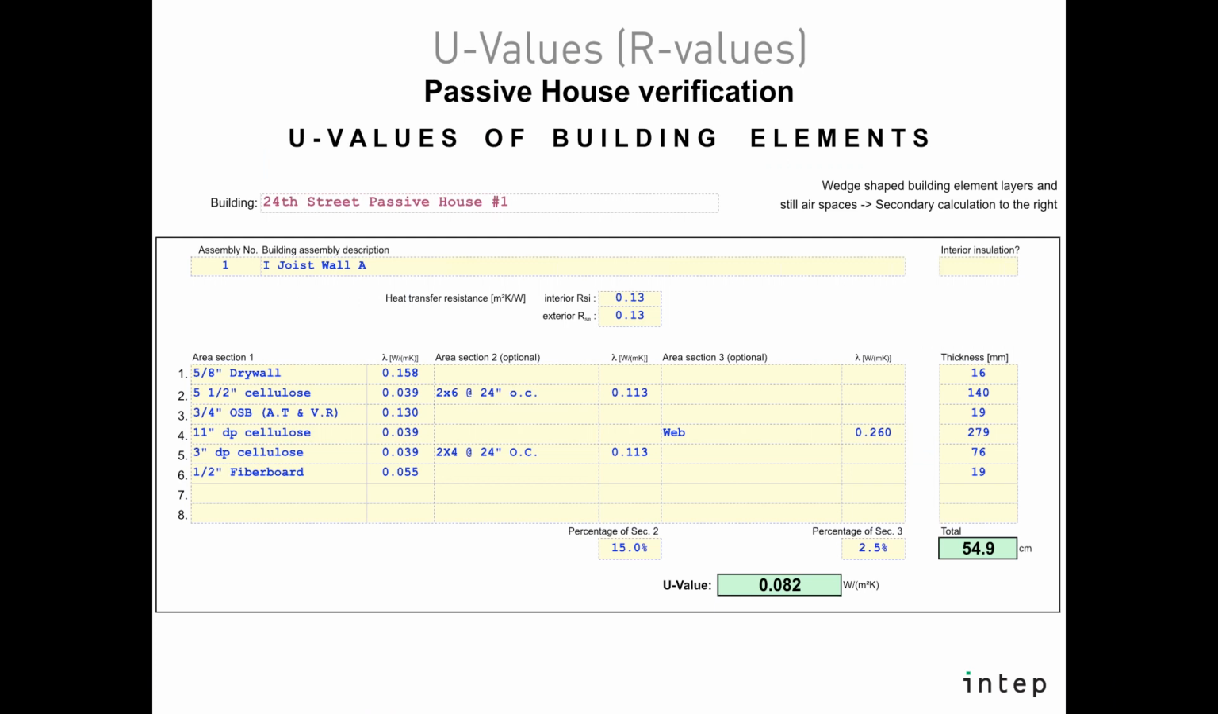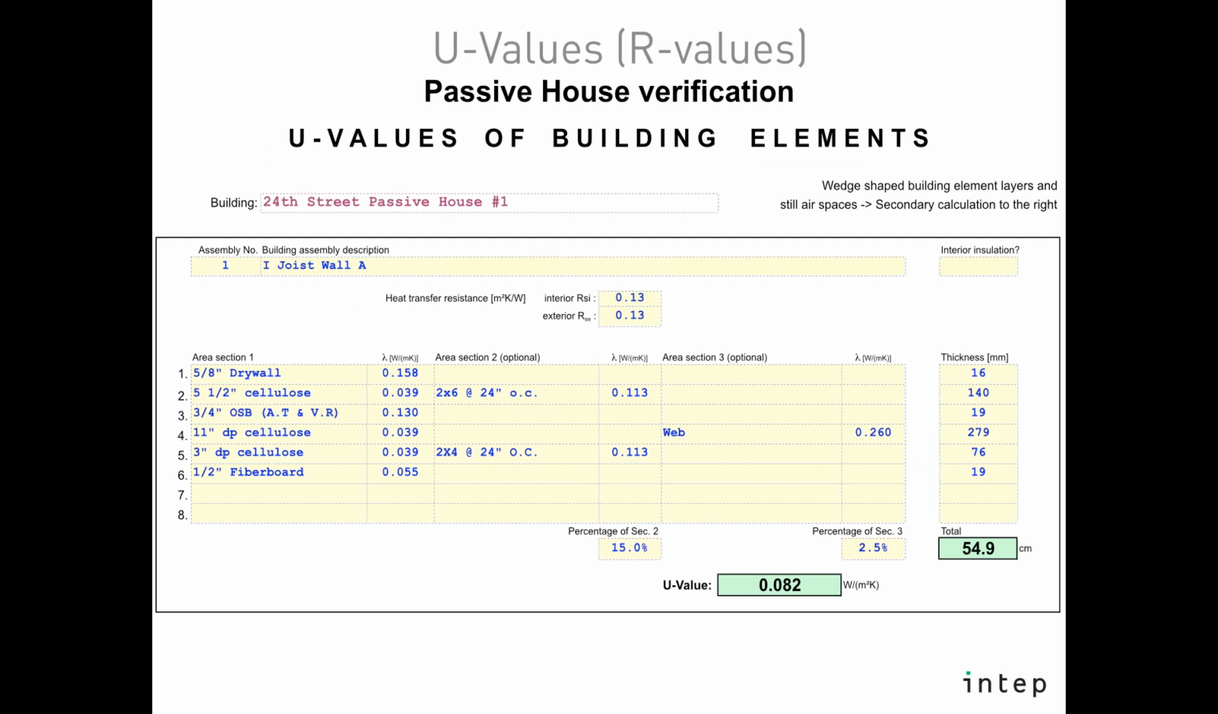This here is the I-joist wall that I showed you earlier. And we're putting that in. And at the end of the day, it spits out the U value. I have to apologize, this is metric, but I grew up in Germany. So that's how my numbers look. This translates to, I don't know, an R60 or 55 or something, I guess.